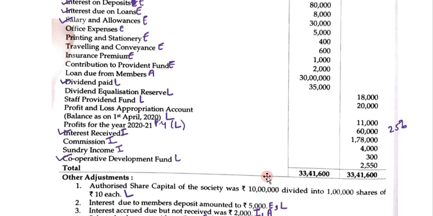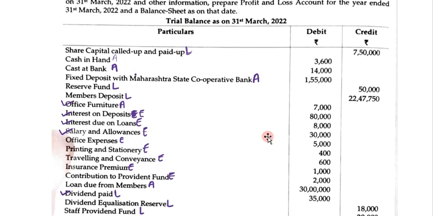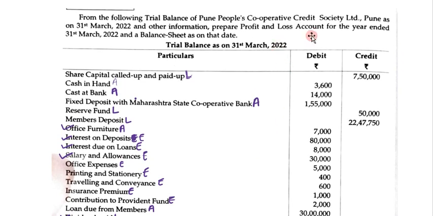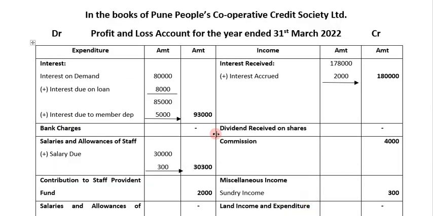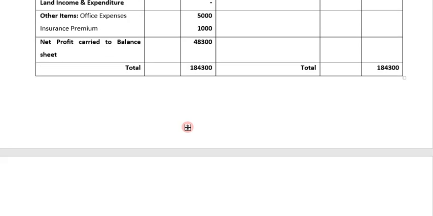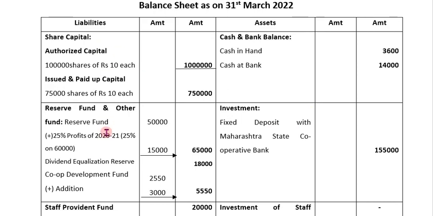Okay, so I hope you have understood the question properly. Now we will prepare the profit and loss account and balance sheet of Pune People's Cooperative Credit Society. This is the profit and loss account for the year ended 31st March 2022, in the books of Pune People's Cooperative Credit Society. In this way you have to prepare the profit and loss account, expenditure side and income side. Then you have to prepare the balance sheet, liabilities and assets.